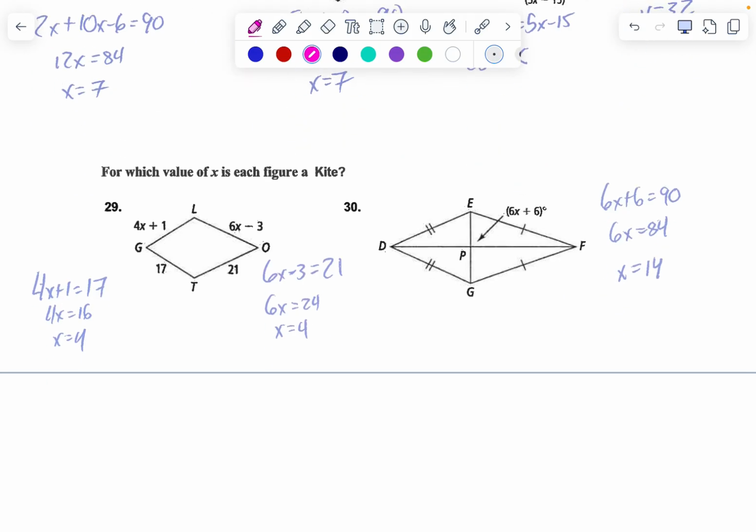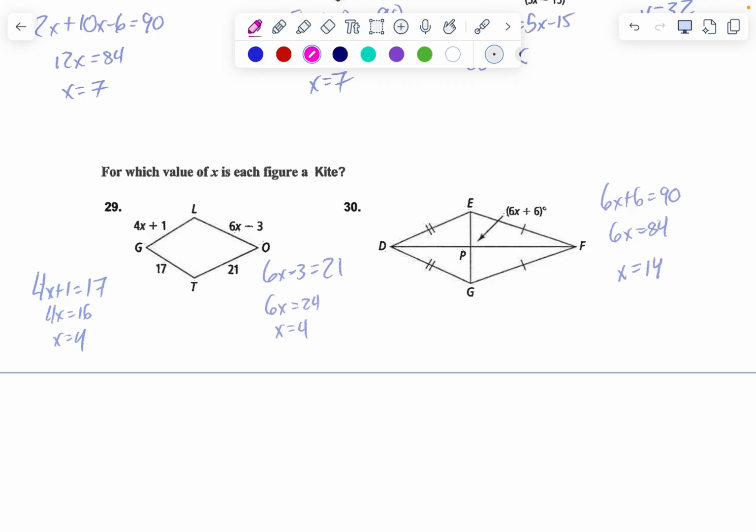Okay, number 29. X is 4. Either way that you do this, so here's what I mean. In a kite, we know that 2 consecutive sides are congruent. So it's either GT and GL, or LO and TO. Either one of those pairs. But either way, you're going to solve to get x equals 4. And for that, since they're congruent, you just set equal.